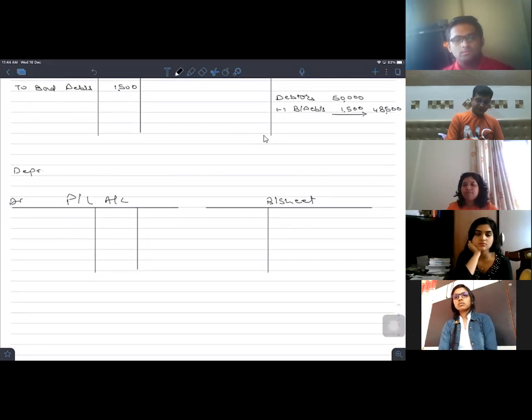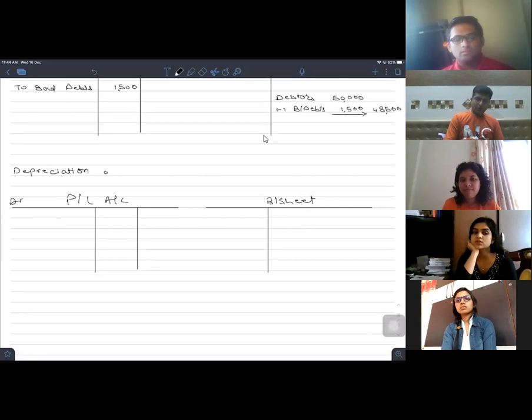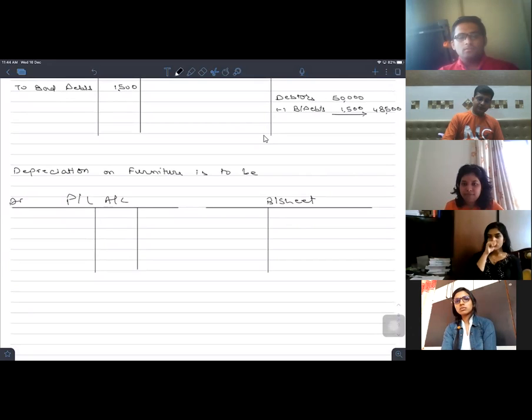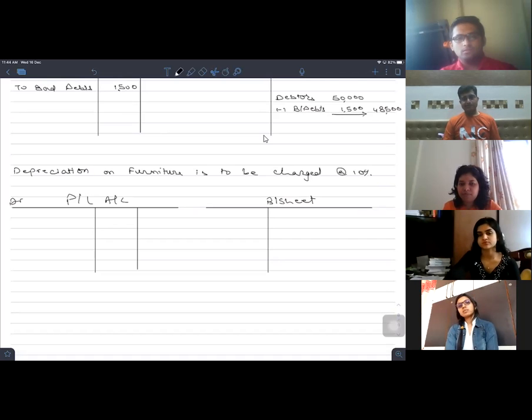Depreciation on furniture is to be charged at 10%. This is the adjustment given to us. So how will I go about this particular adjustment? In my balance sheet, onto the asset side, I'll show what? Furniture under the heading of fixed assets.